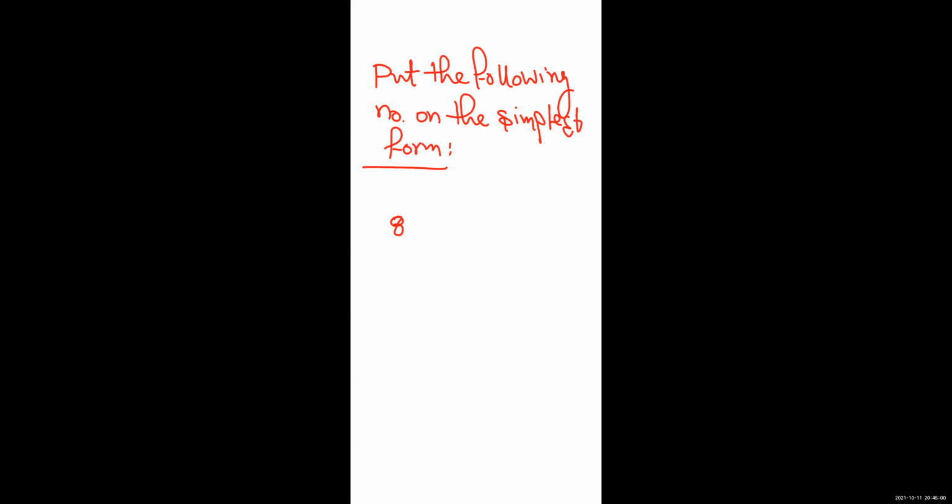So if the question is 8/12, to simplify this one, I'm going to divide the two numbers by 4. So it will equal 2/3.